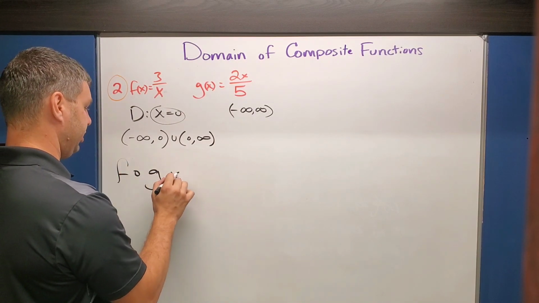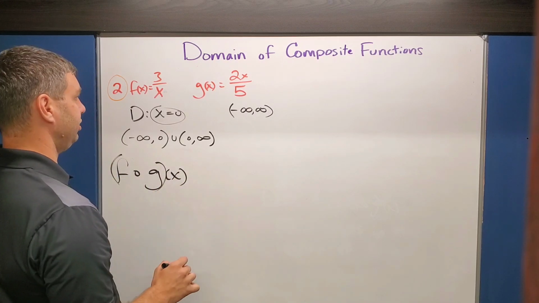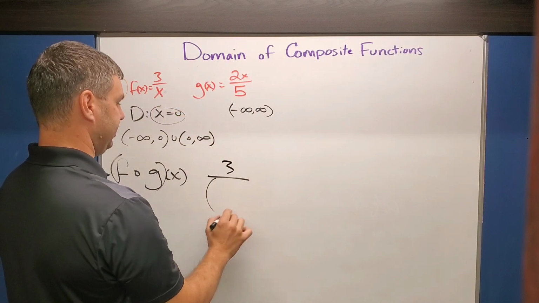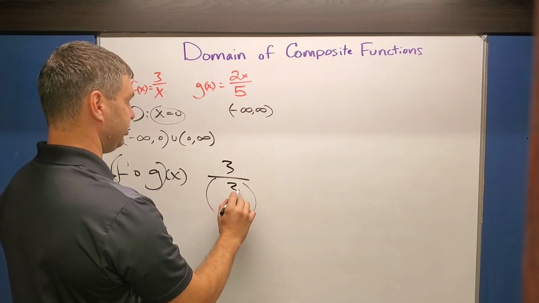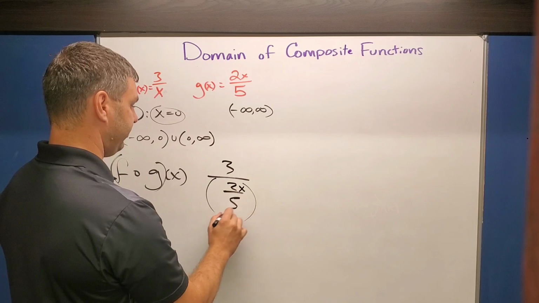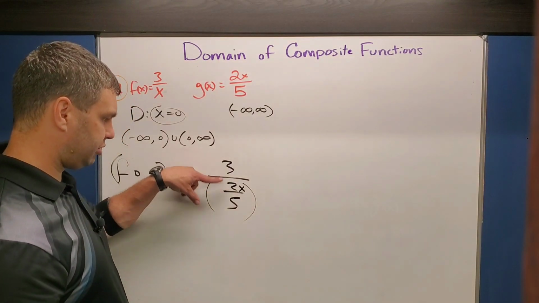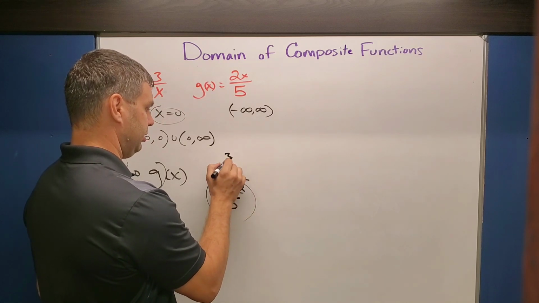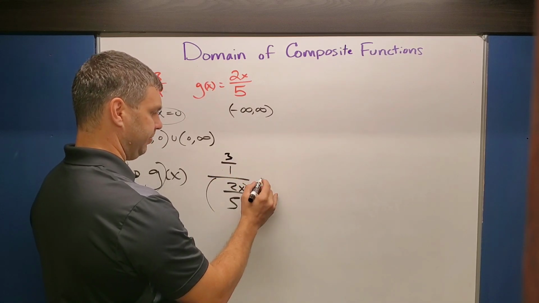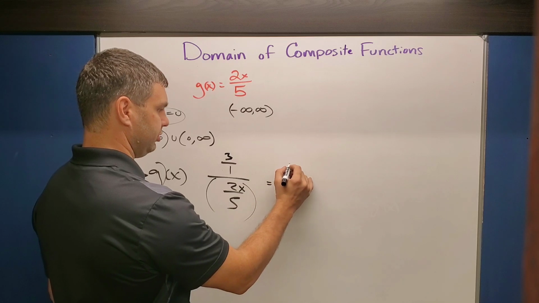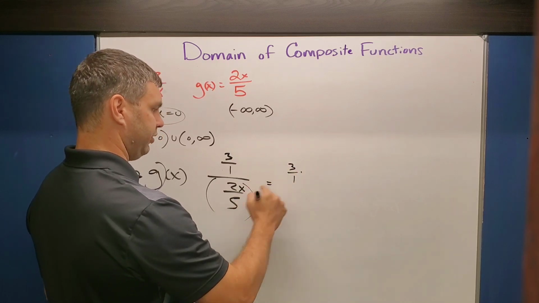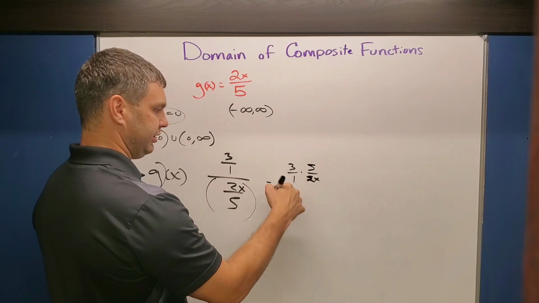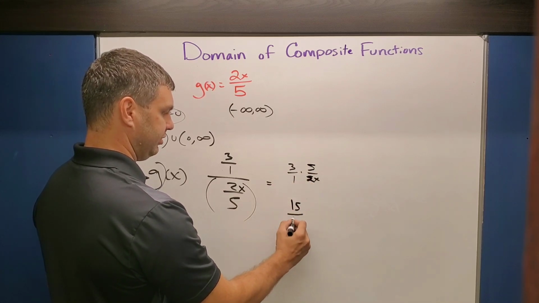So if I find f of g of x, what is this going to look like? Well, my f function is going to be 3 over, and then instead of x, I'm leaving a space, and in that space, we're plugging the g in, which is 2x over 5. I want to make this a fraction over a fraction, so instead of 3, I'm going to say 3 over 1. And then I'm going to flip and multiply here. What happens with that is 3 over 1 times 5 over 2x. So that gives me 15 over 2x.